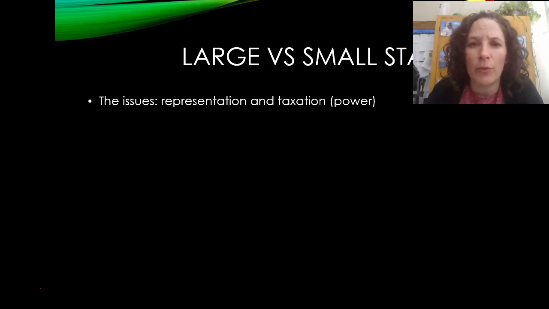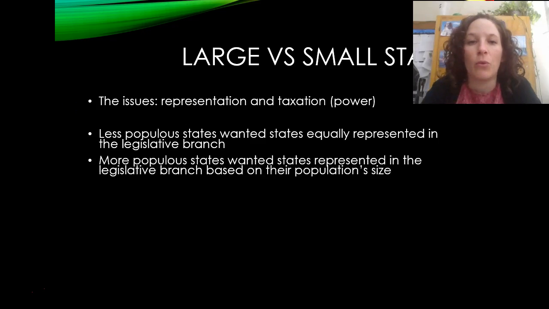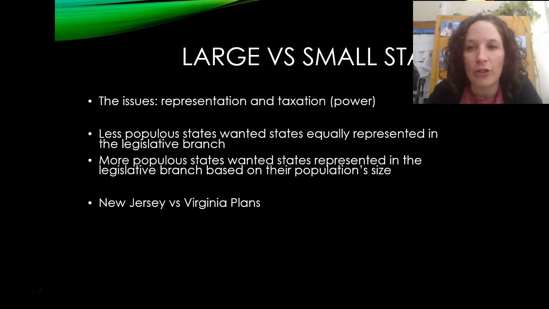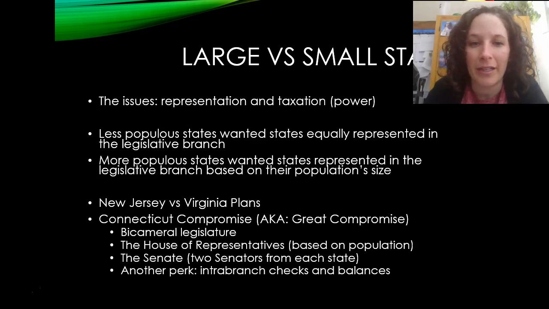So the issue is really over representation and taxation, and that representation is power. The more people you have in Congress, the more votes you have, the bigger effect you have on the passage of legislation and policy as a whole. So less populous states would have wanted states equally represented in the legislative branch, and the more populous states would have wanted representation based on population. Probably from APUSH, this debate sounds familiar. The New Jersey and Virginia plans were presented, but ultimately at the convention, the compromise came to be known as the Connecticut Compromise.